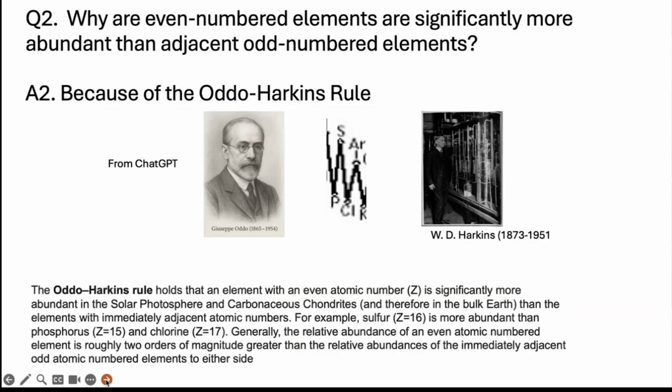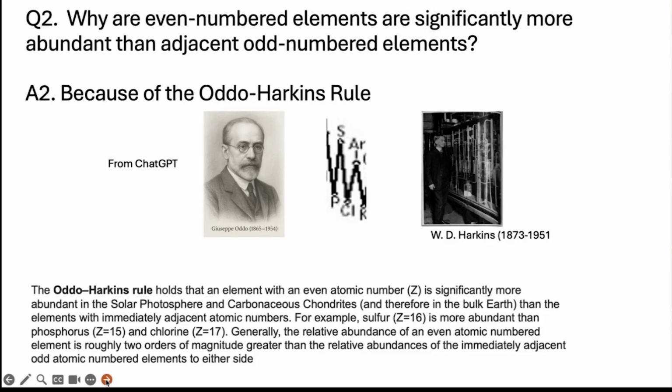Now, why are the even numbered elements significantly more abundant than the odd numbered elements? Well, it's because of the Oddo-Harkins rule. And this is interesting: I asked ChatGPT for a picture of Giuseppe Oddo, and this is what ChatGPT gave me. I don't think it's a photograph. I was able to find a photograph of W.D. Harkins. So the Oddo-Harkins rule holds that an element with an even atomic number, Z, is significantly more abundant in the solar photosphere and carbonaceous chondrites, and therefore in the bulk Earth, than elements with immediately adjacent atomic numbers.